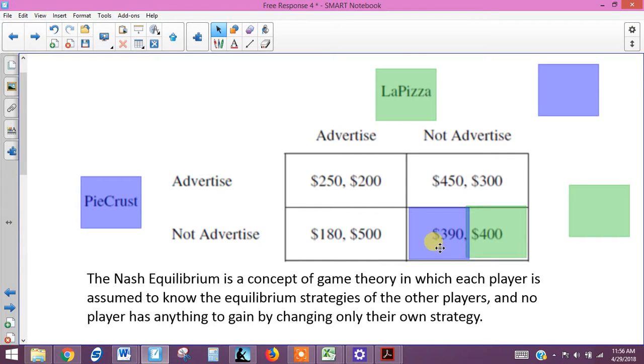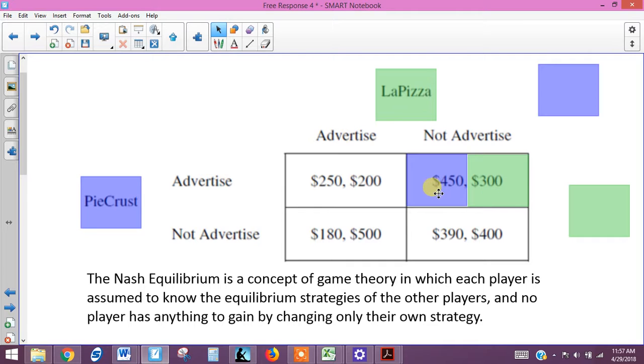Now, lastly, let's look at the quadrant where La Pizza decides not to advertise and pie crust decides to advertise, right? So the choices, if we look at it once again from the perspective of La Pizza, and they assume or know that pie crust is going to advertise, then they have a choice of either being where they are or moving over to here, which is worse. So they're going to stay. They're going to stay right here.